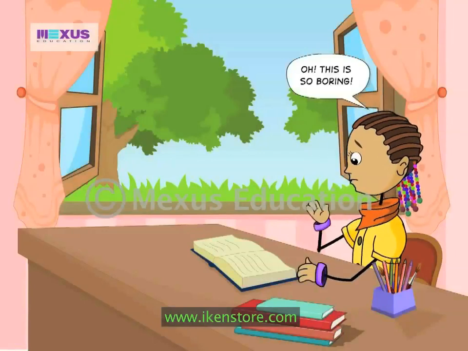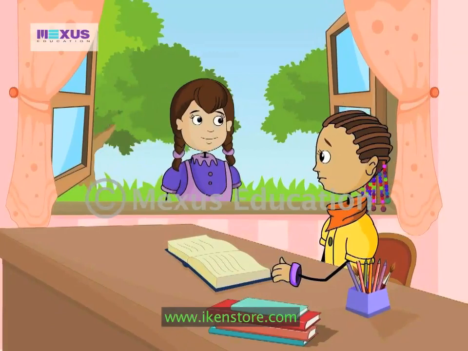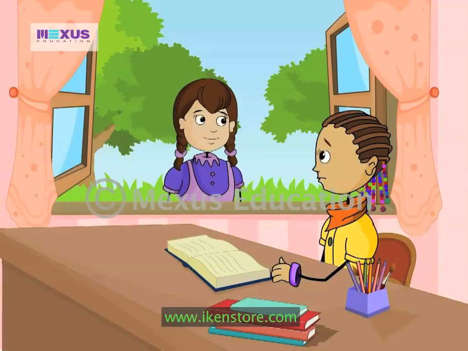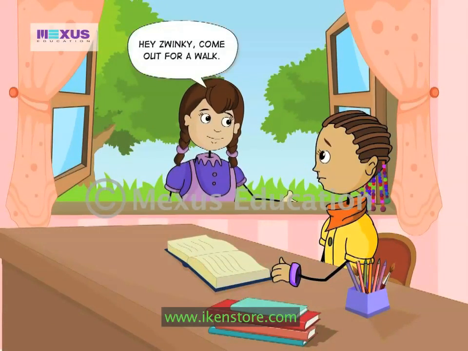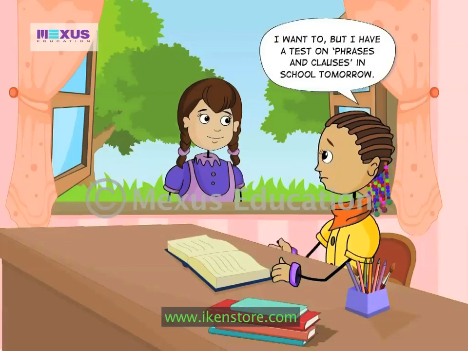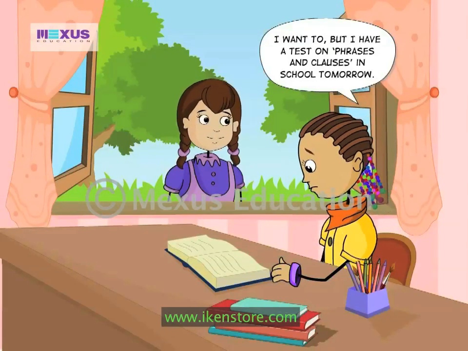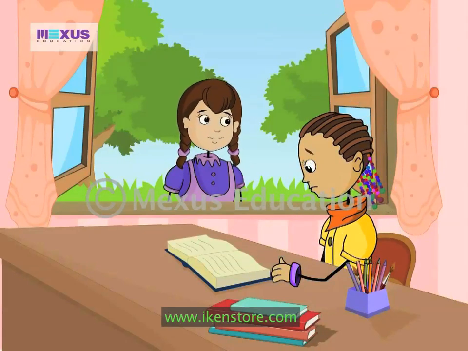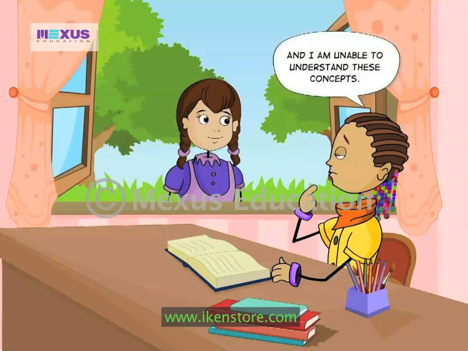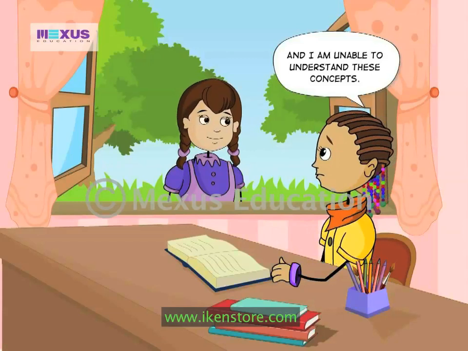Zwinky is bored studying all day and wants to play with her friends. Shireen calls her to Zwinky and asks her to come out for a walk. Zwinky tells her that she would love to join her, but she has to finish studying phrases and clauses for her school test. But Zwinky is upset because she's unable to understand the concepts and distinguish between them.